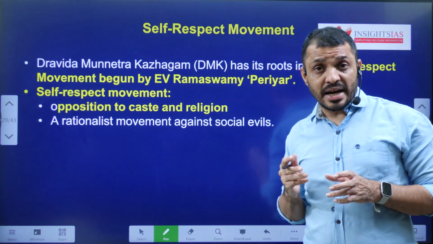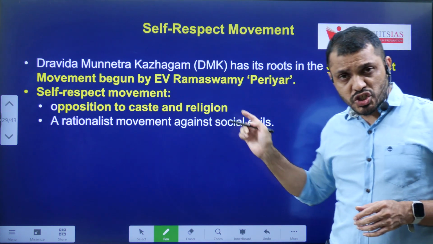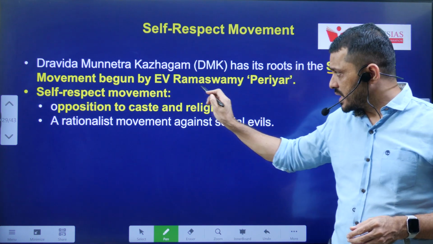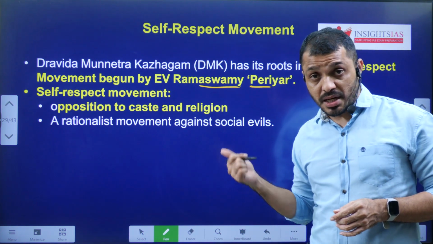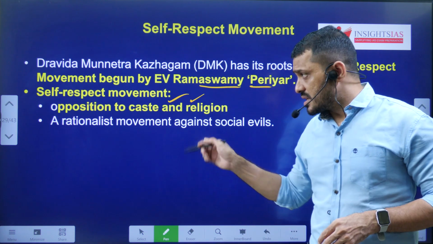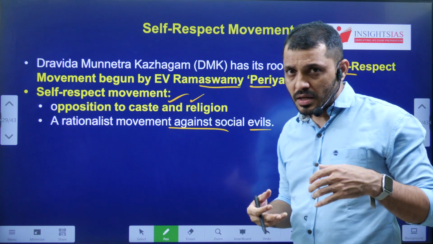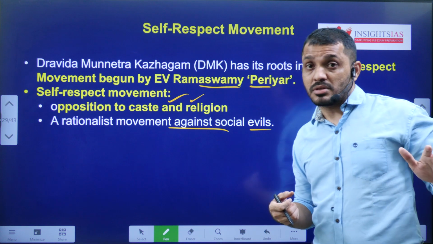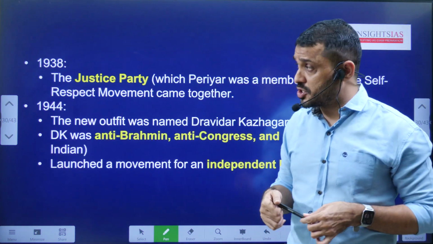The Sanatana Dharma was again countered by Dravida Munnetra Kazhagam, DMK, which is an offshoot of the self-respect movement, which was started by E.V. Ramaswamy Periyar. Self-respect movement mainly opposes the caste as well as religion. It was a rationalist movement. That means rationalism means what? To apply our brain, our minds, and not following blindly anything or not entertaining the superstitions.